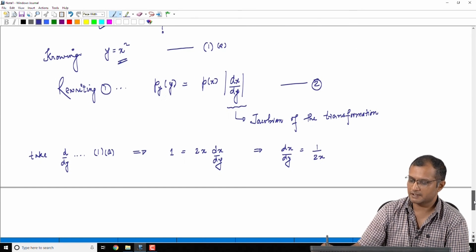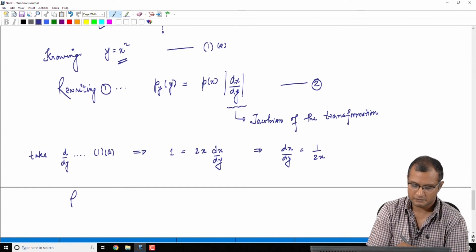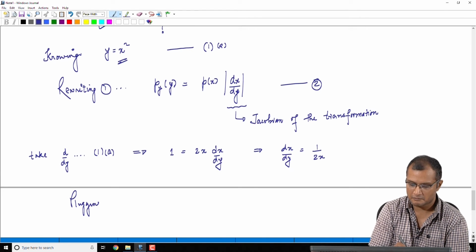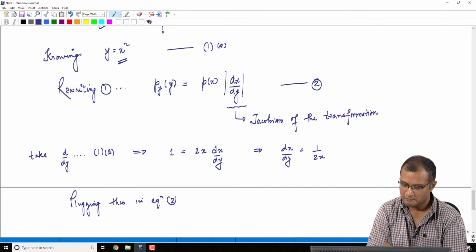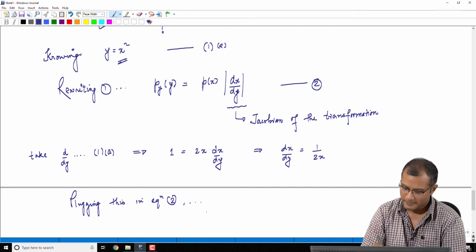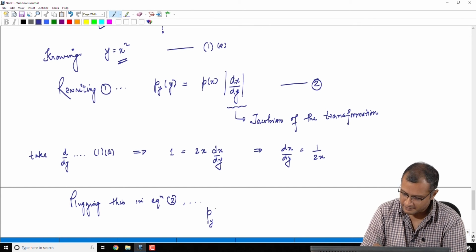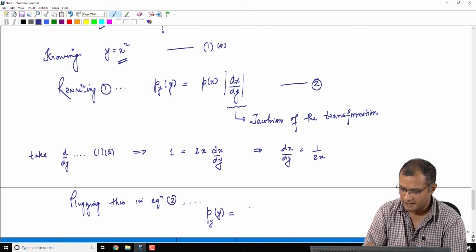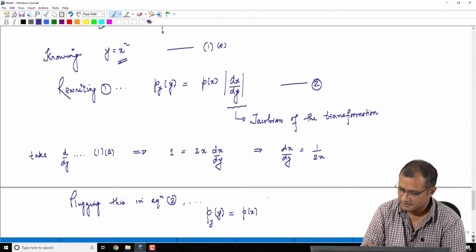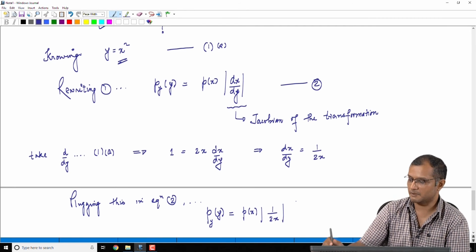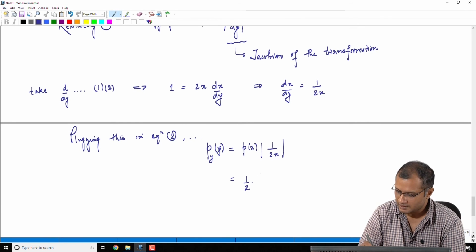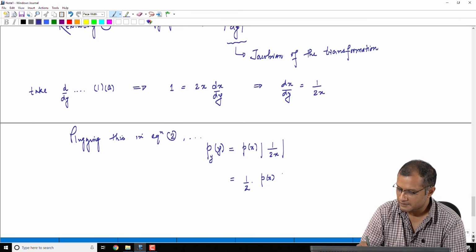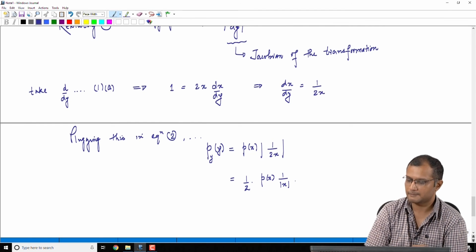So, if you plug dx by dy in equation 2, what do we get? We get the PDF of y, which is a function of y, as PDF of x into mod of 1 upon 2x, because that is what is the dx by dy, which is nothing but 1 upon 2 into p of x into 1 upon mod x.